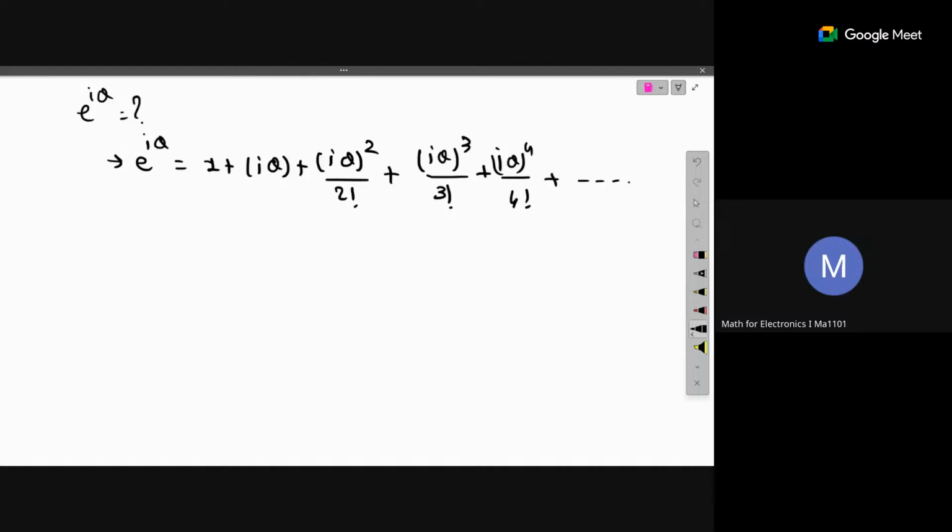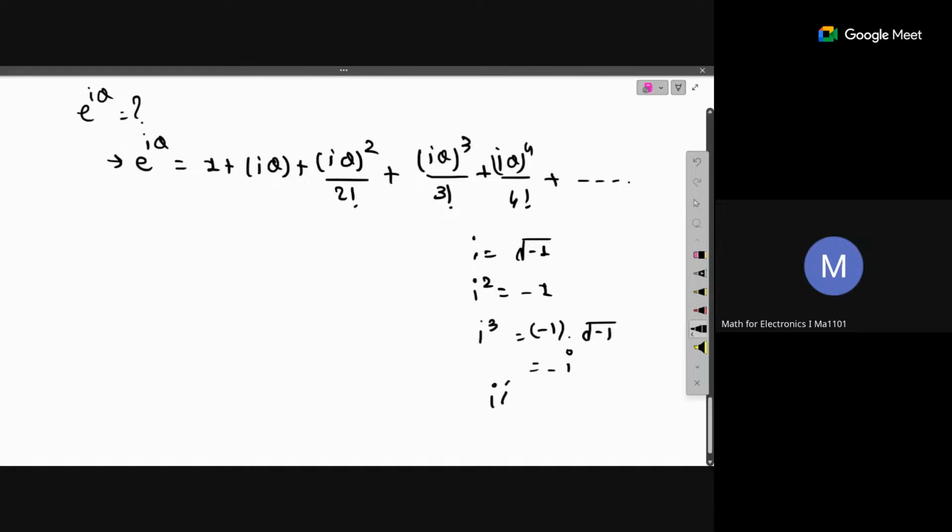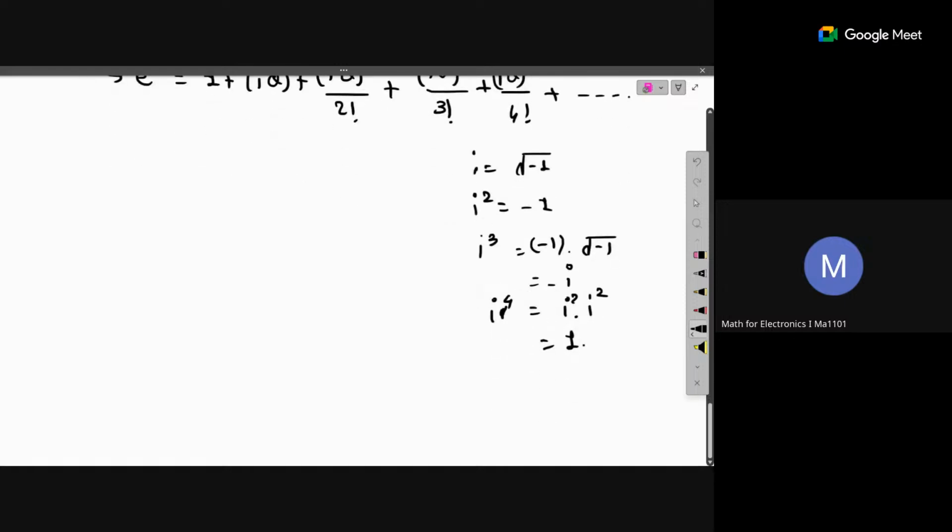But we know what iota is. Iota is nothing but the square root of minus 1. So iota square is minus 1. Iota cube is minus 1 into the square root of minus 1, which is minus iota. And iota to the power 4 is iota square into iota square, which is minus 1 into minus 1, which is equal to 1. And we get the same value for iota to the power 5, which is iota to the power 4 into iota, so it is equal to iota.